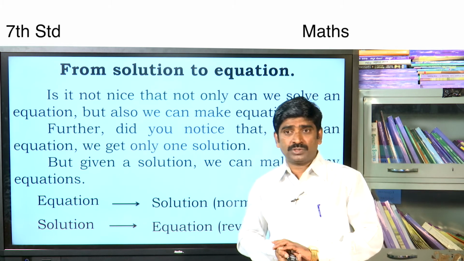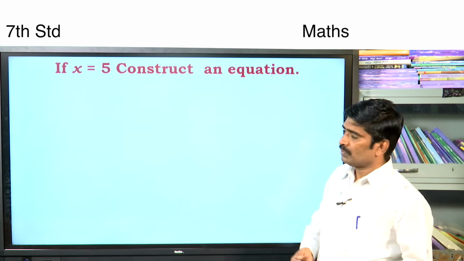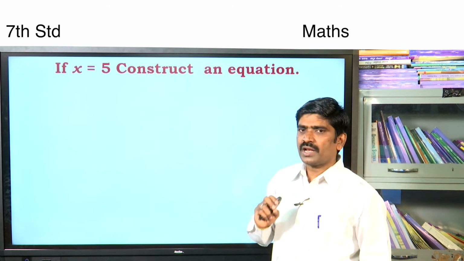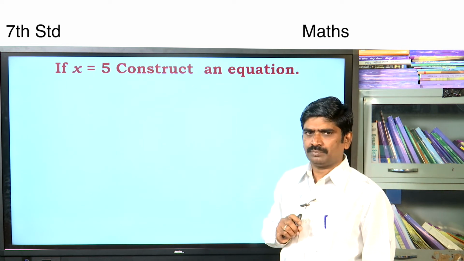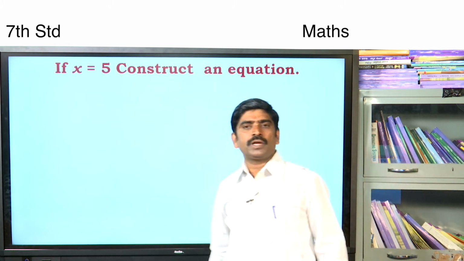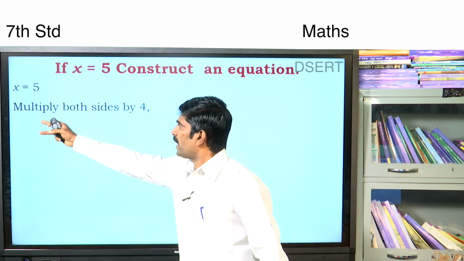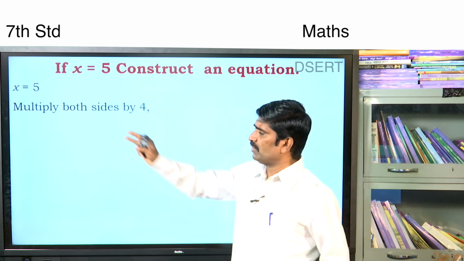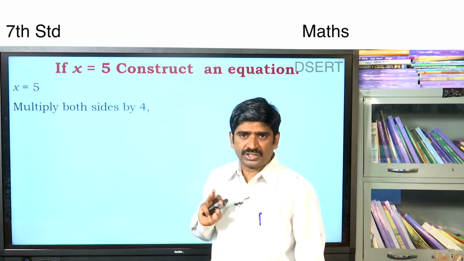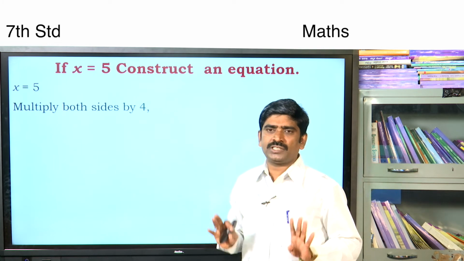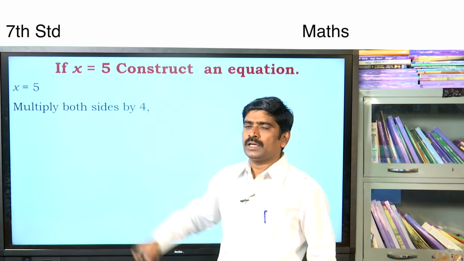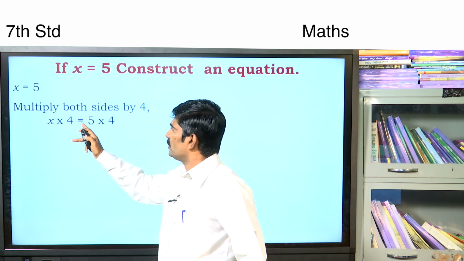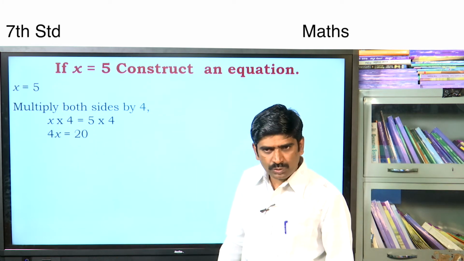We go for some problems. After that we will learn it. Okay. First one. The solution is given here. If x is equal to 5, construct an equation. We construct one equation first. The answer is given here: x is equal to 5. Can we add, multiply, any basic operation can we use here? All 4 basic operations can we use here. Okay. Multiply by 4 on both sides. Then what happens? That is x into 4 is equal to 5 into 4. That is 4x is equal to 20.